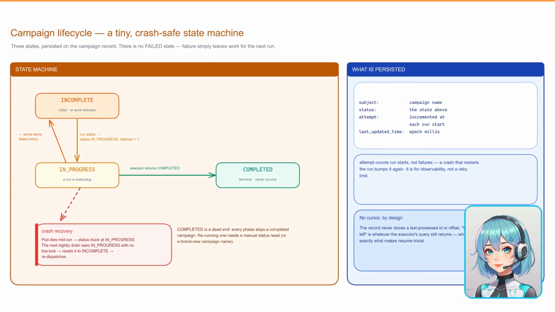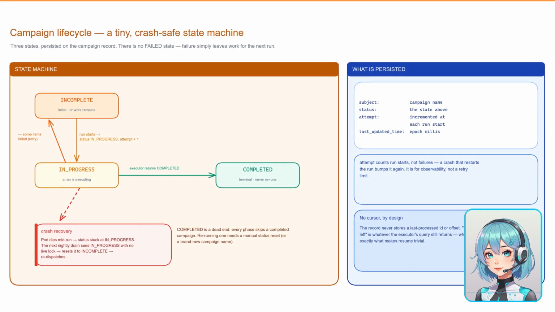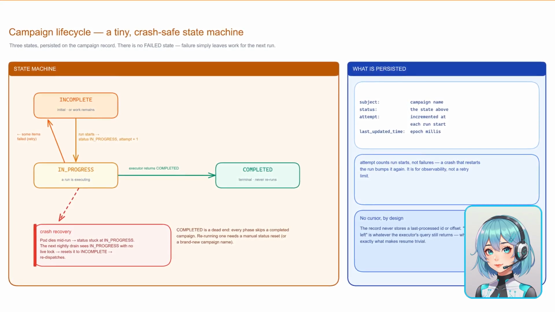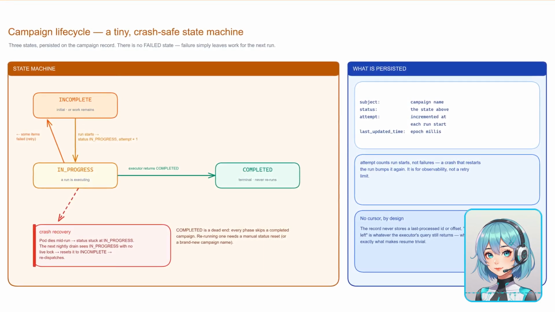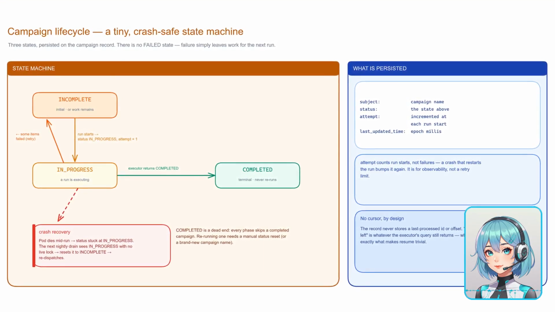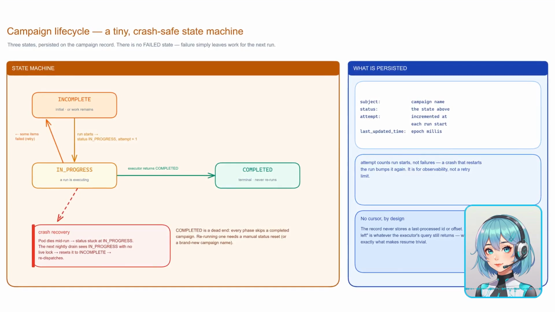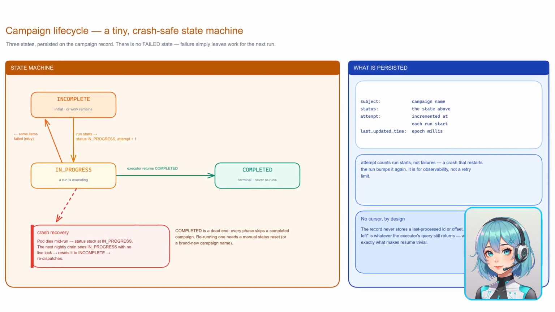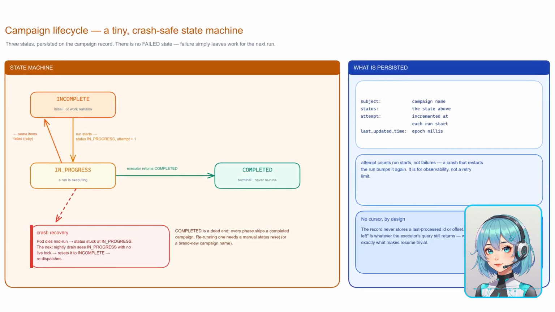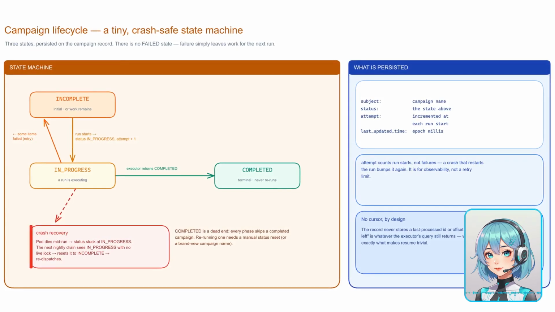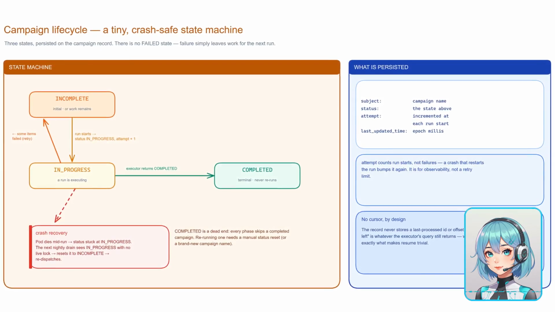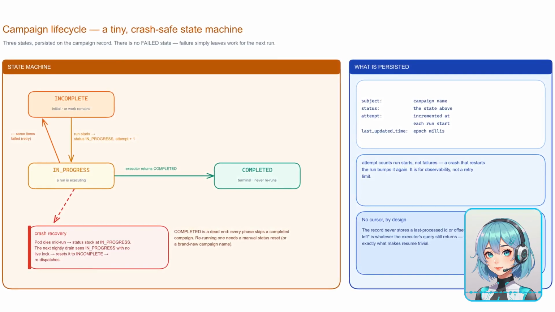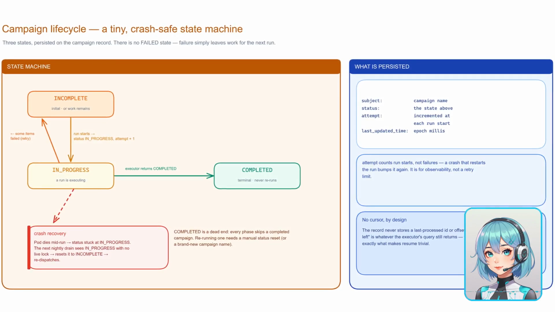And the crash case. If a pod dies mid-run, the status is left stuck at in_progress. The next nightly drain notices in_progress with no live lock, concludes the pod crashed, and resets it to incomplete for redispatch. The persisted record is deliberately minimal, subject, status, attempt, timestamp, and there is no cursor, because progress is rederived from the data on every run.